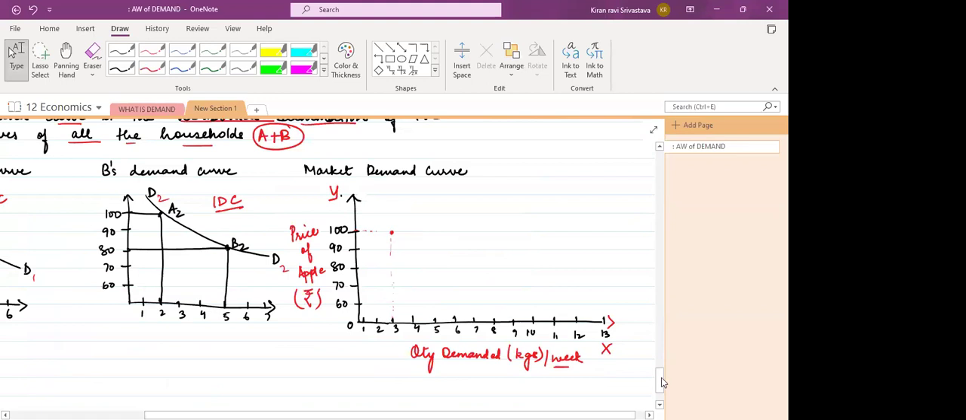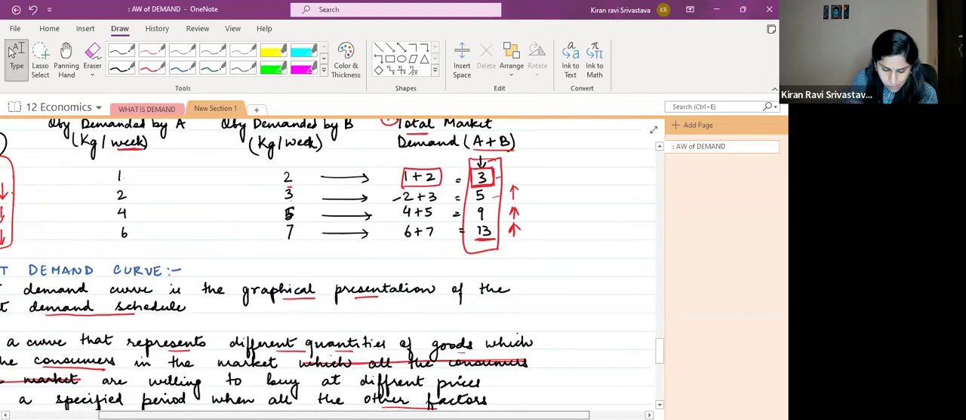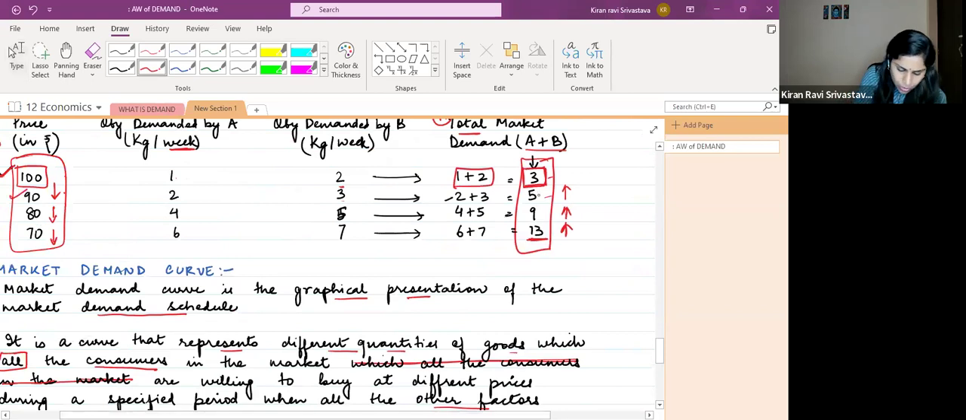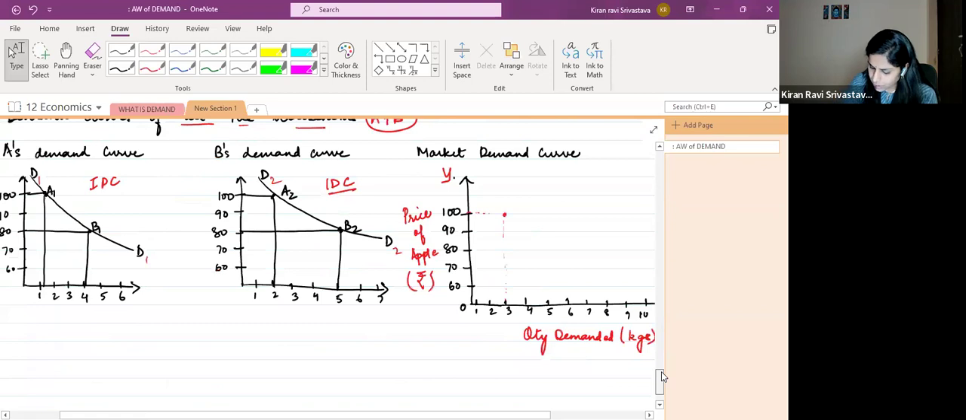Then the second combination is at 90 rupees, 5 kgs are demanded. So now I will find the next point: 90, and I will locate 5. Somewhere 5 comes here. 90 and 5. When you are drawing it, use your scale and pencils to make the dots.